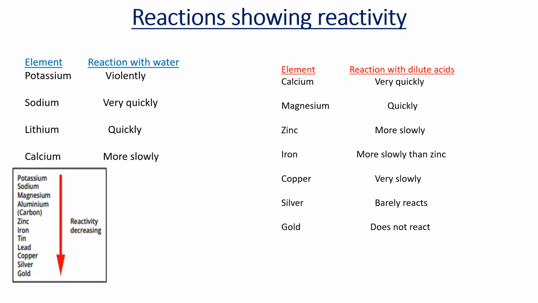When a metal reacts with an acid, the reactivity can be shown by the rate of the formation of hydrogen bubbles, as when a metal reacts with a dilute acid, hydrogen gas is given off.